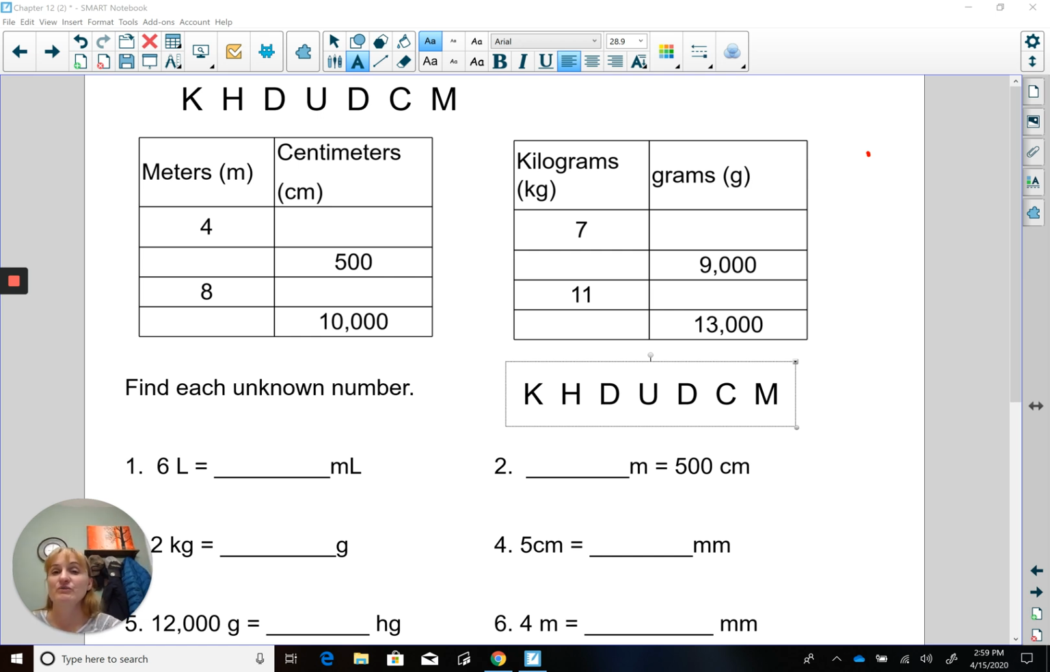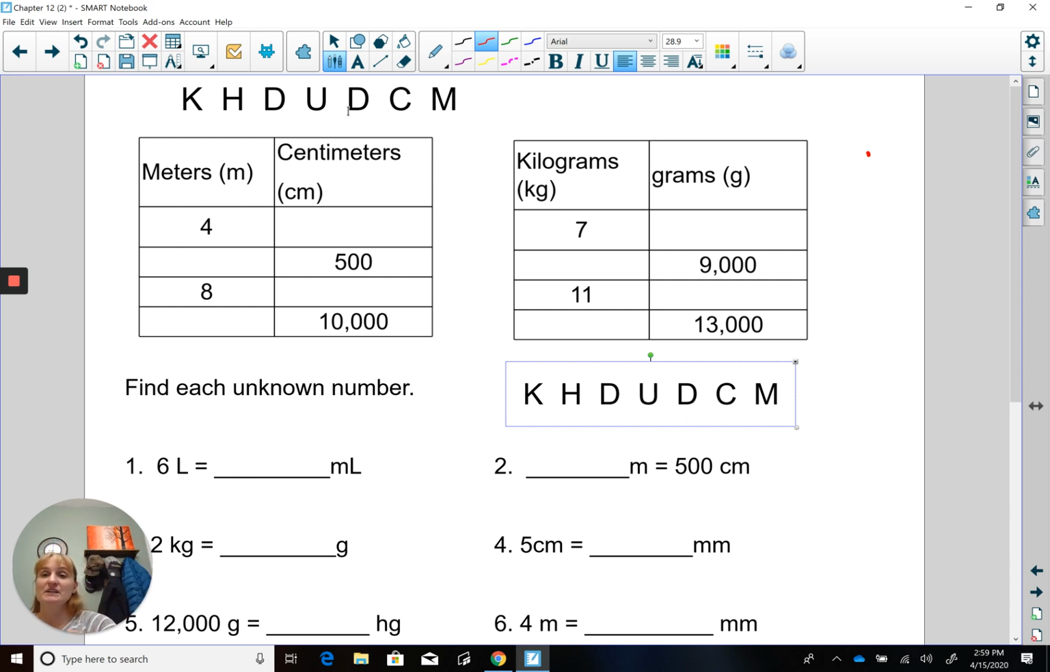All right, hopefully you have written at the top of your screen, King Henry died unusually drinking chocolate milk. If you want to put a crown above this, meaning your main unit, if you want to box it, something that's going to help you to remember that's your unit, which means 1.